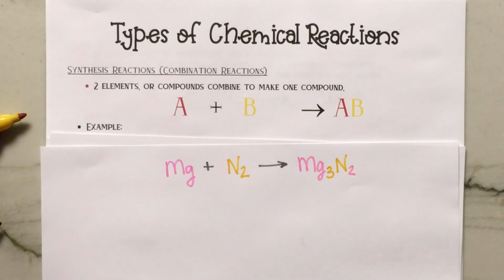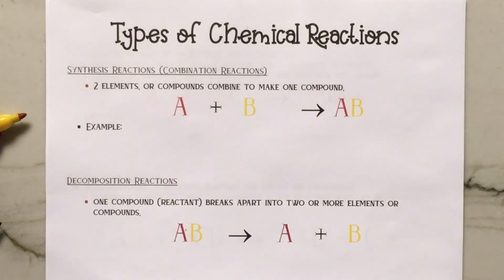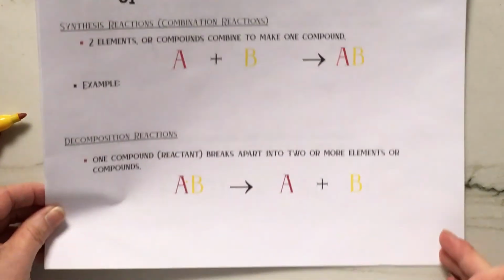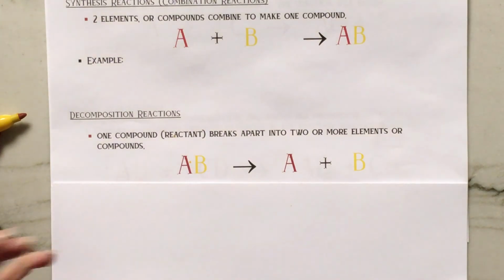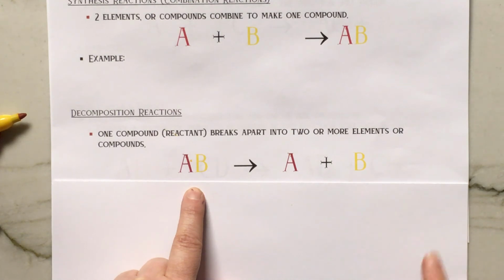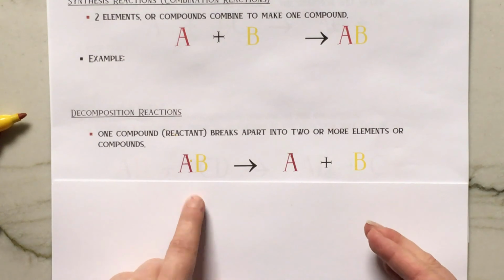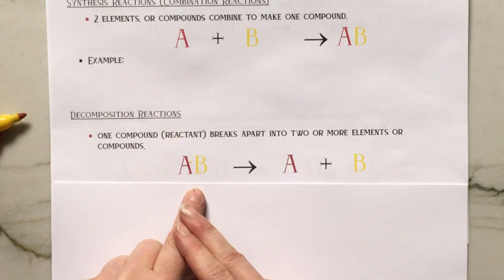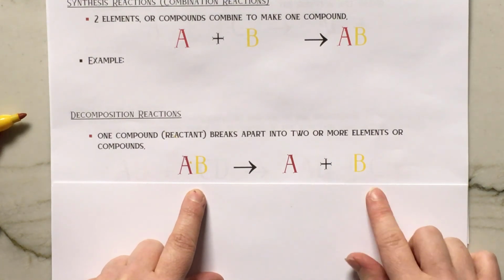So your next type of reaction is going to be a decomposition reaction. And your decomposition reaction is what it sounds like. Maybe you think of breaking down, rotting, decomposing. So we have one reactant here, and it is going to break apart into two or more elements or compounds. We always start off with a compound on the reactant side, but we may end up with an element or more on the product side.